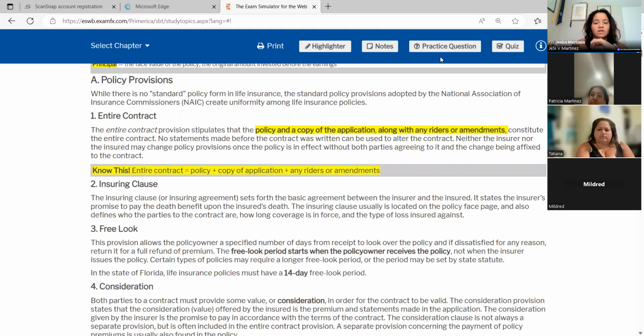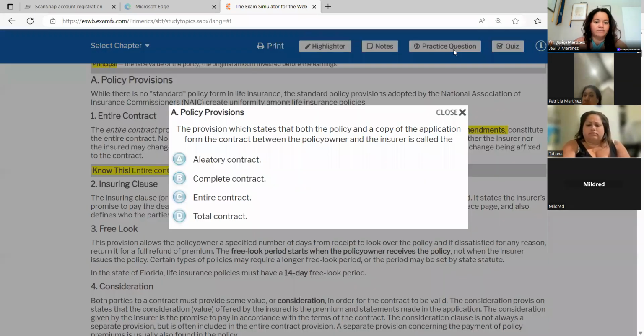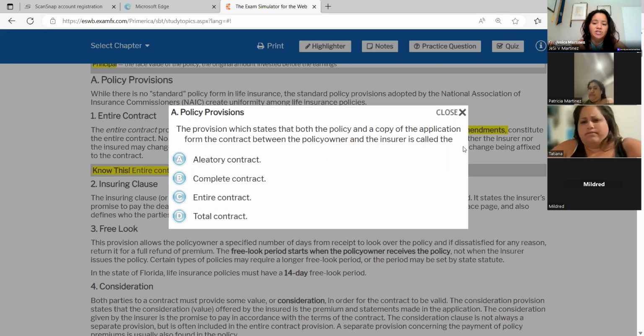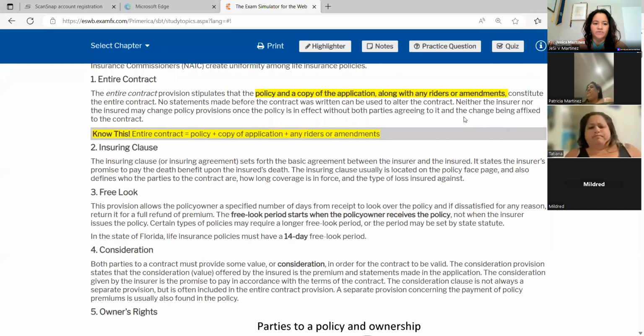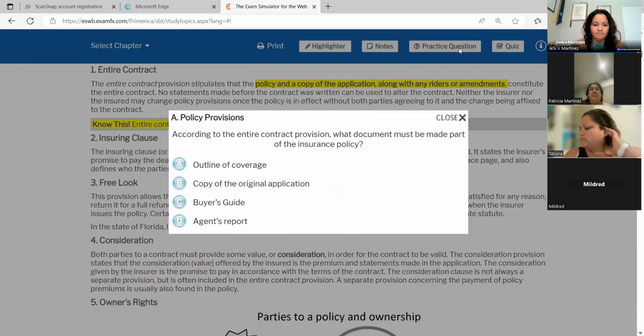Okay, let's do another one. The provision which states that both the policy and a copy of the application form the contract between the policy owner and the insurer is called the aleatory contract, complete contract, entire contract, or total contract. The entire contract. See? Good. Perfect. Entire contract.